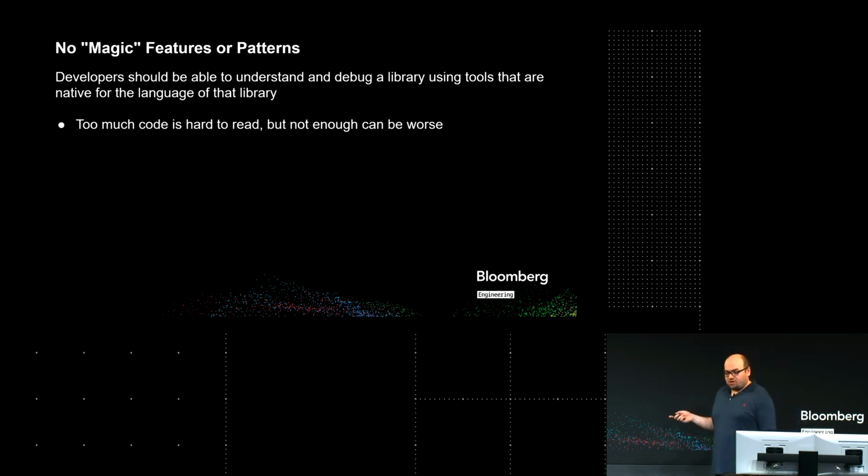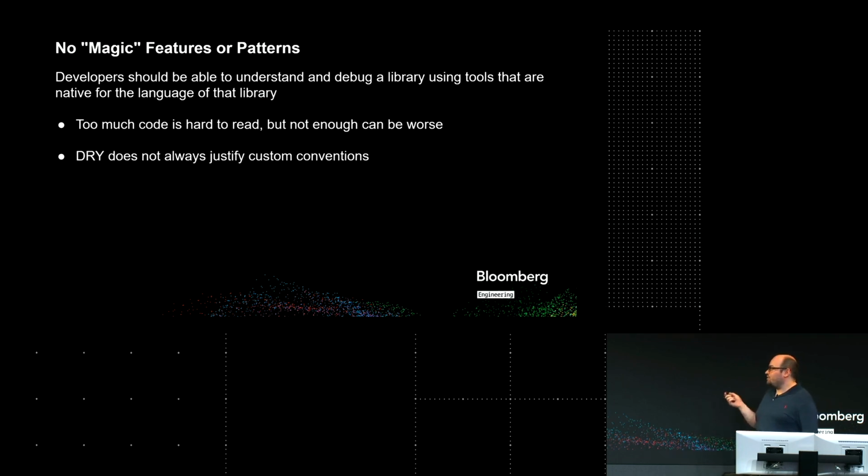You can have too much code, and it can be hard to read. But if you don't have enough code in some cases, that can be even worse. People are probably familiar with DRY, or don't repeat yourself. That's a useful principle to have. But that can be taken to extremes, and that can end up being more harmful than beneficial. So it doesn't always justify coming up with some new advanced thing that lives outside the language to help deal with something that's a little bit repetitive if it ultimately makes things harder.